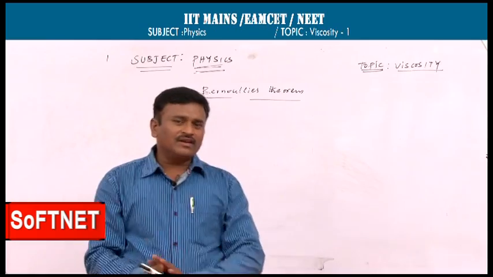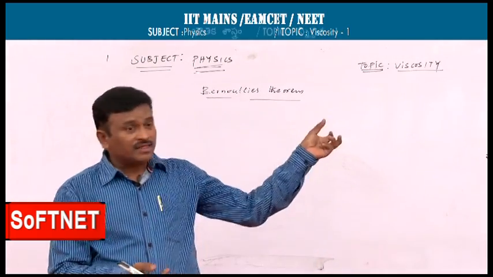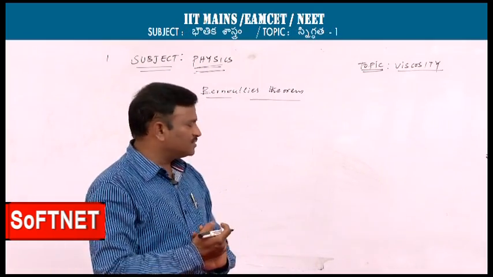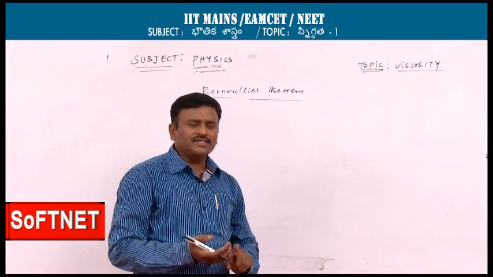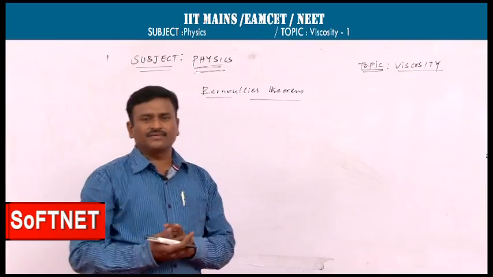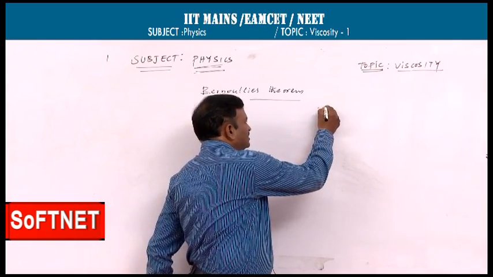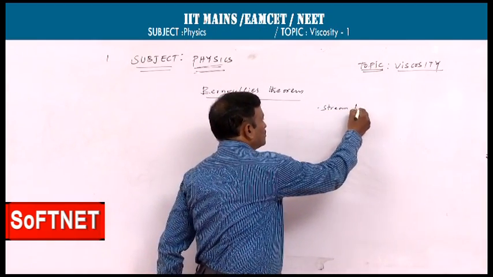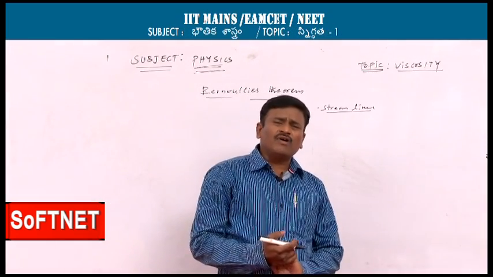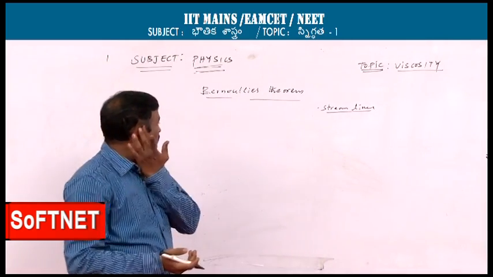Before going to Bernoulli's theorem, we have to discuss a few parameters as the liquid flows through the cross section of the pipe: turbulent flow, steady flow and streamlined flow. What exactly is this terminology? The first thing is the streamline. What is a streamline? Let us see. A streamline is the path followed by a fluid particle.